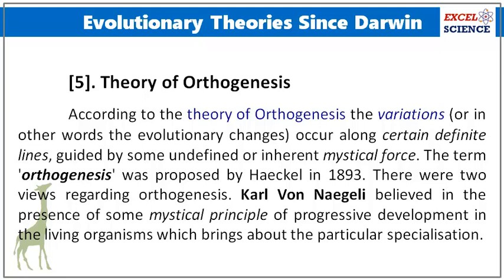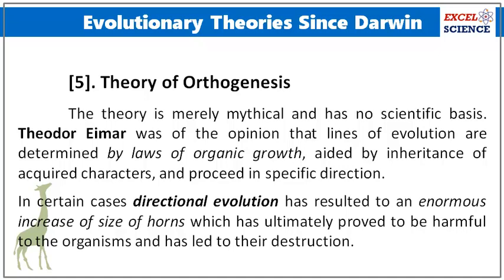Carl von Nageli believed in the presence of some mystical principle of progressive development in the living organisms which brings about the particular specialization. The theory is merely mythical and has no scientific basis. Theodor Eimer was of the opinion that lines of evolution are determined by laws of organic growth, aided by inheritance of acquired characters, and proceed in specific direction. In certain cases, directional evolution has resulted in an enormous increase of size of horns, which has ultimately proved to be harmful to the organisms and has led to their destruction.